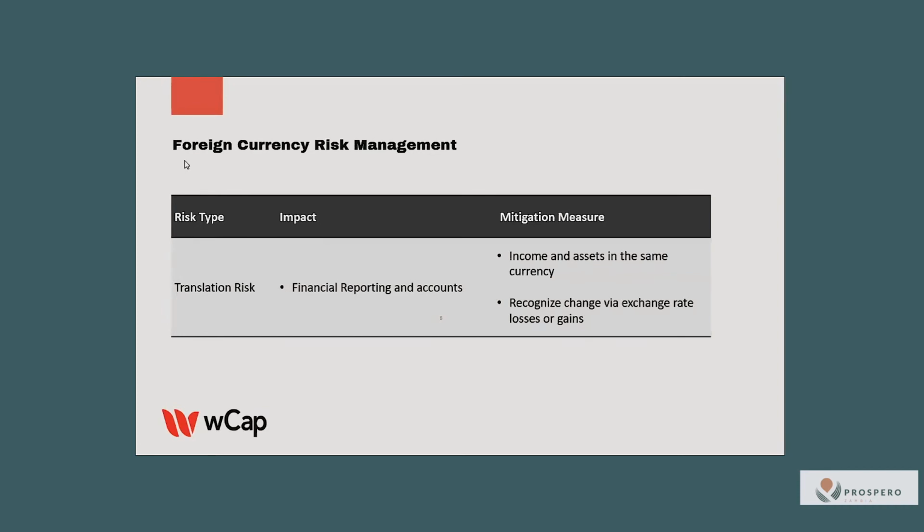So moving on to foreign currency risk management, there are three types of foreign currency risk. One is translation risk, the other is transaction risk, and the next one is economic risk. Translation risk comes about from currency conversions, and it has an impact on your financial reporting and accounts. A good way to mitigate this risk is to report your income and assets in the same currency as the loan to prevent currency mismatches. You could also recognize the increase or decrease in loan value via exchange rate losses or gains in your accounts.